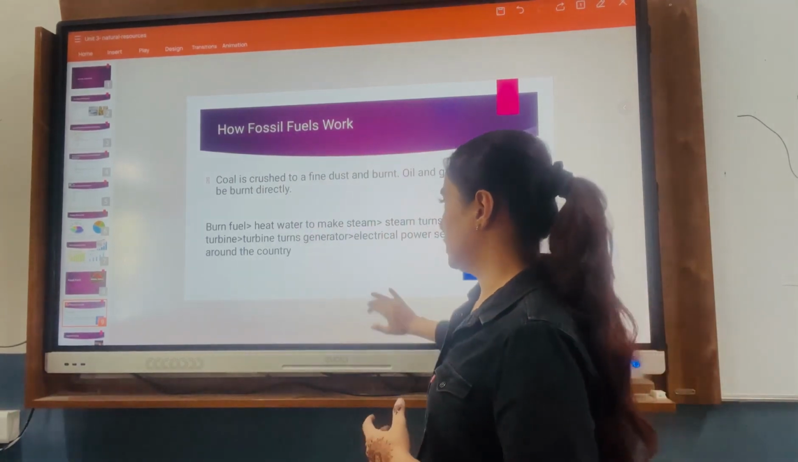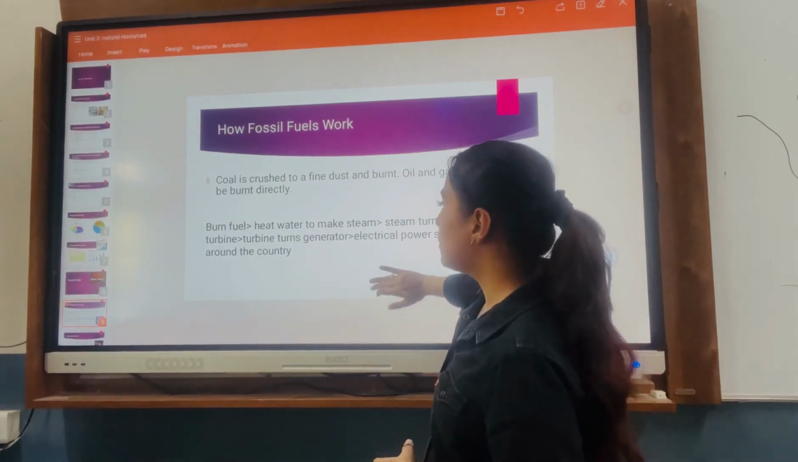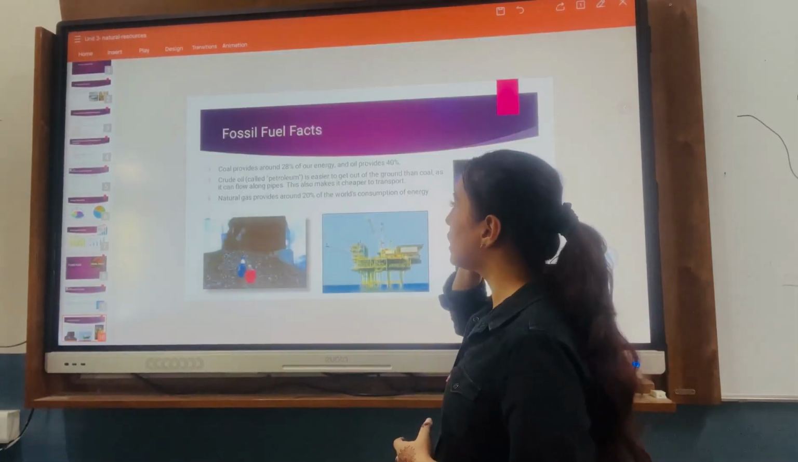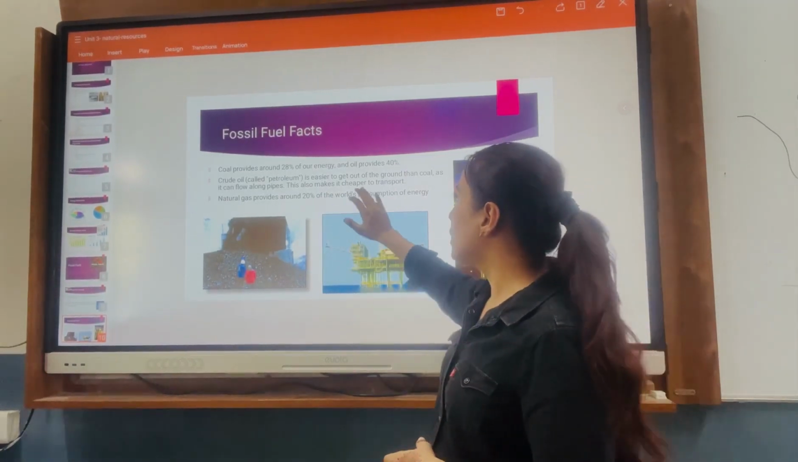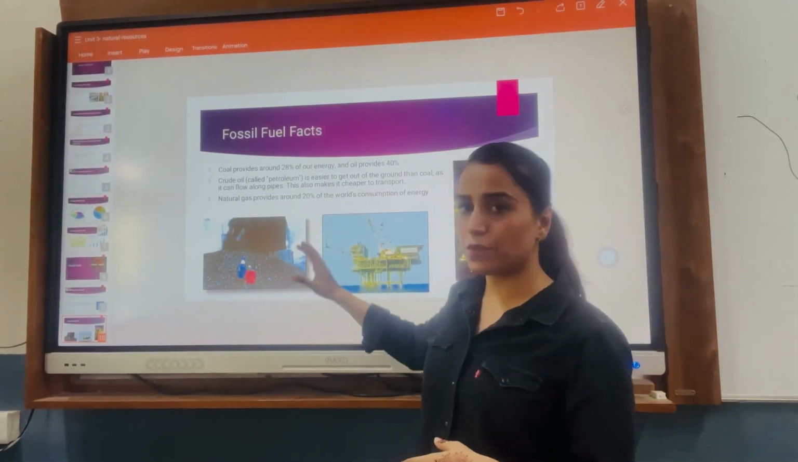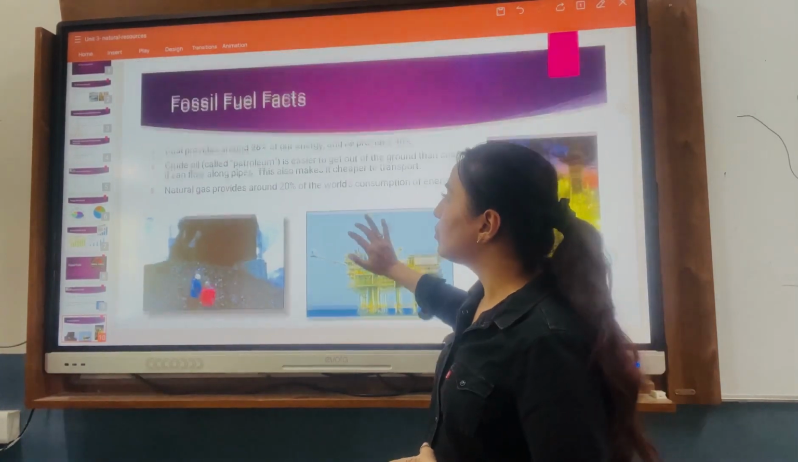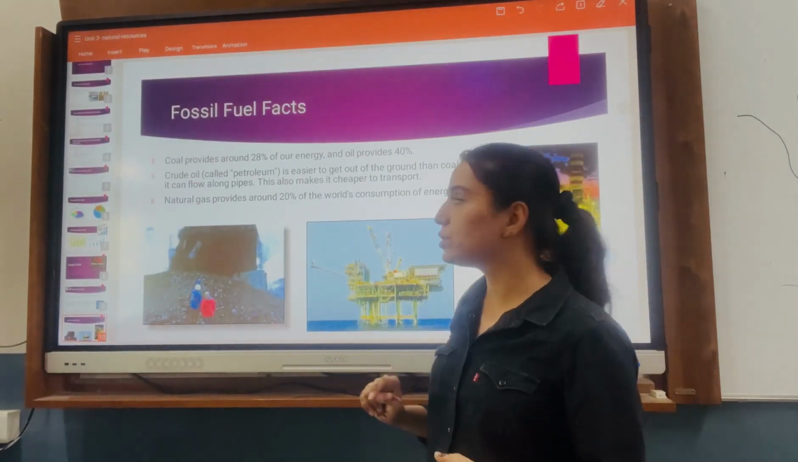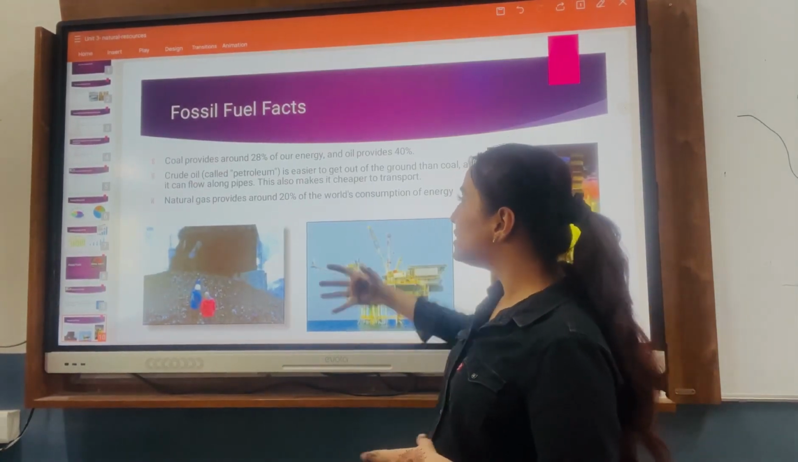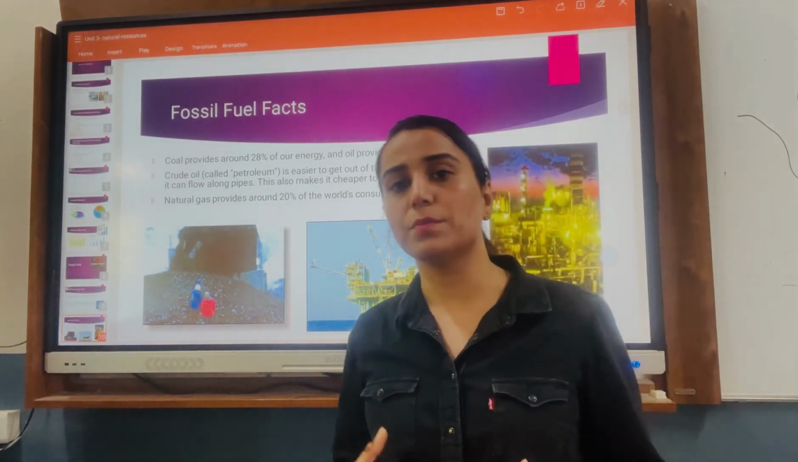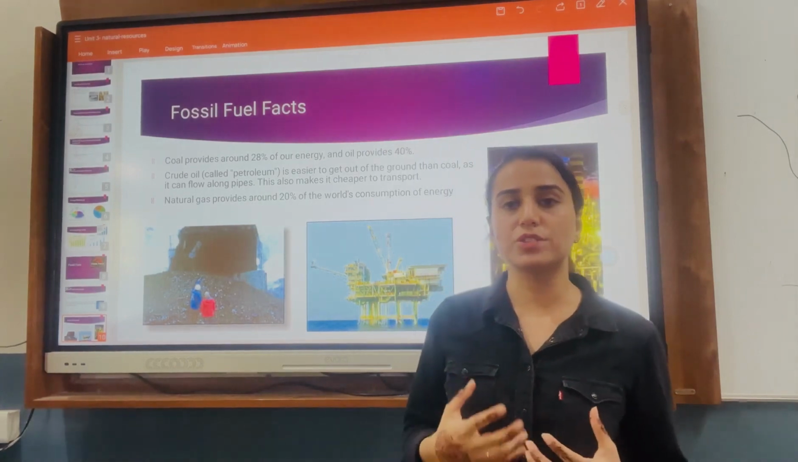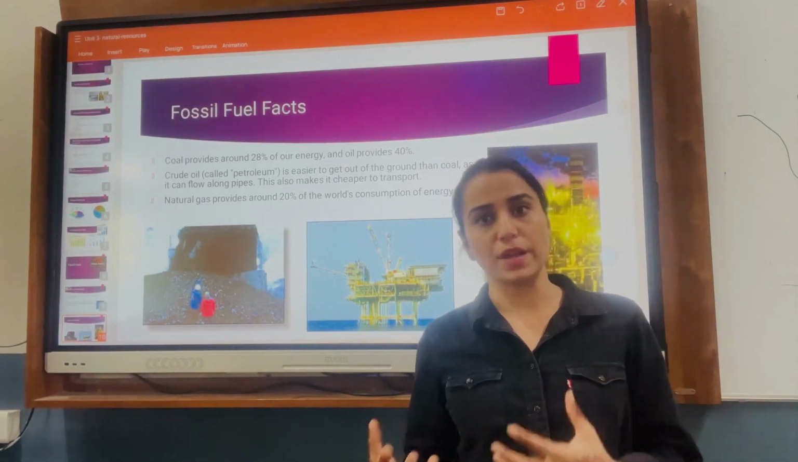So coal provides around 28% of our total energy, and oil provides around 40% of our total energy demand. Crude oil is called petroleum. Petroleum is easier to get out of the ground than coal, and it can flow along a pipeline. So it is easier to extract petroleum as compared to coal.